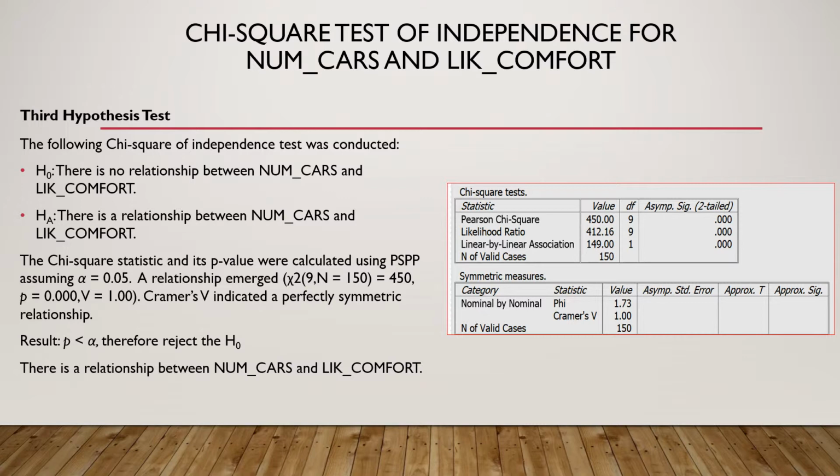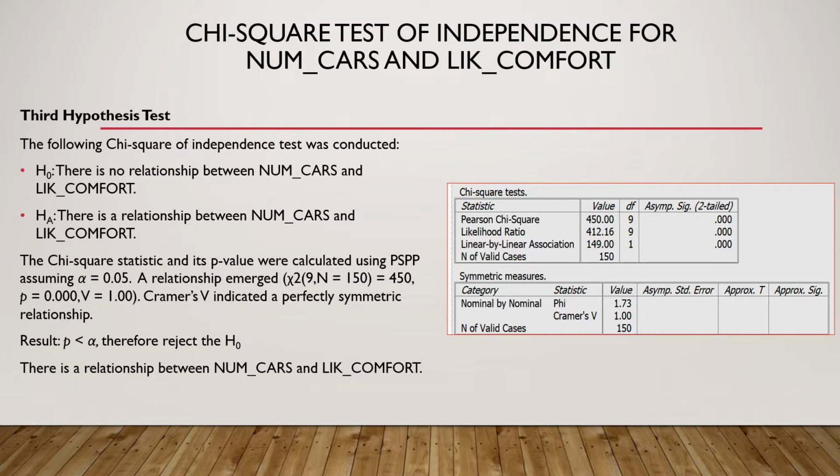The final hypothesis test was conducted between numCars and likeComfort. The following chi-square test of independence was conducted. The null hypothesis was stated as there was no relationship between numCars and likeComfort. The alternate hypothesis was stated as there is a relationship between numCars and likeComfort. The chi-square statistic and its p-value were calculated using PSPP, assuming an alpha of 0.05.